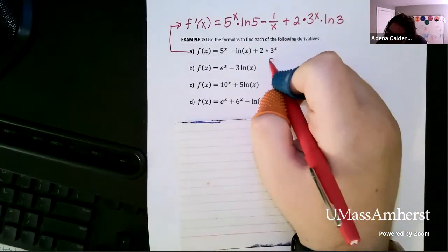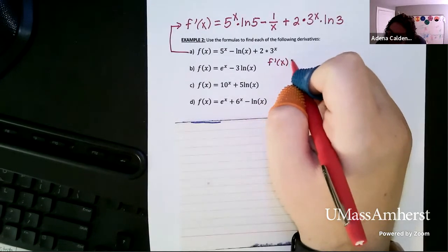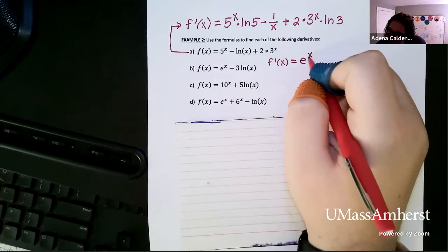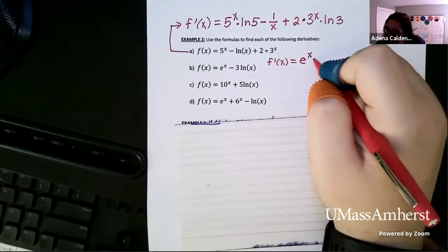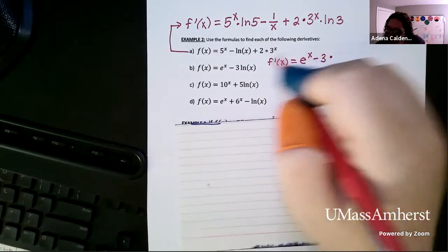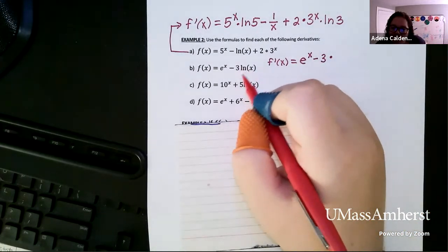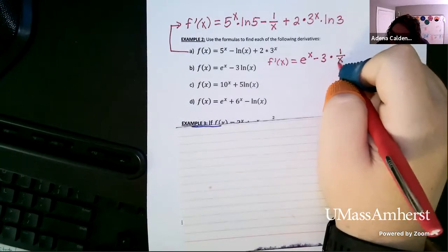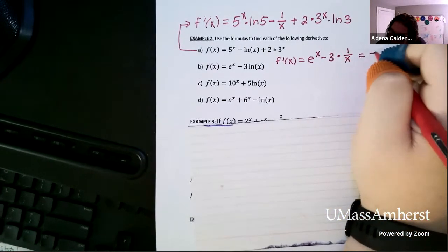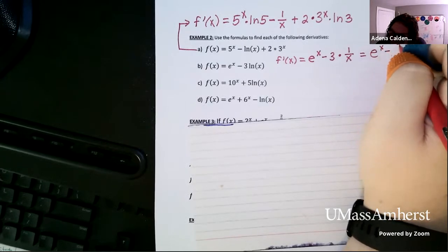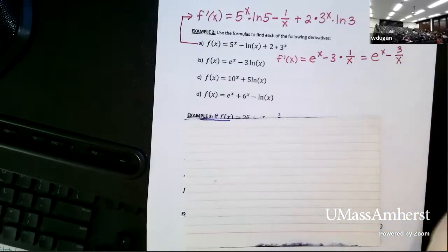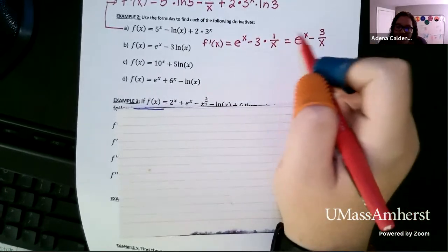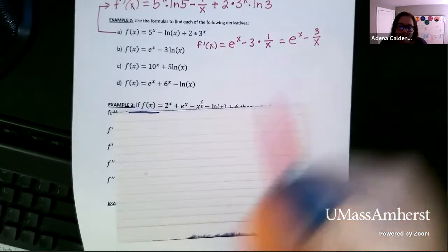For part B, again, we're going to go term by term. The first term is e to the x. The derivative of e to the x is e to the x, minus, now we have a 3 times the function, so we're using the constant multiple rule. So we have 3 times 1 over x. You can leave it like that, and some people prefer to write it like this. So instead of 3 times 1 over x, we have 3 over x. These mean the same thing, okay? Either way is totally fine.